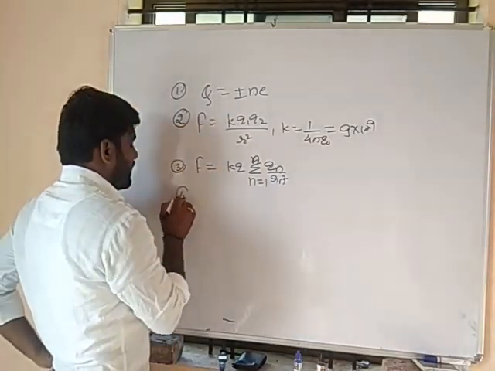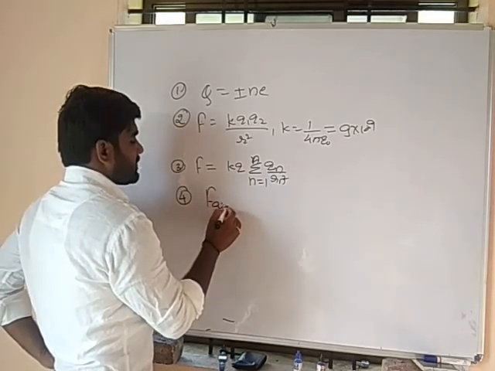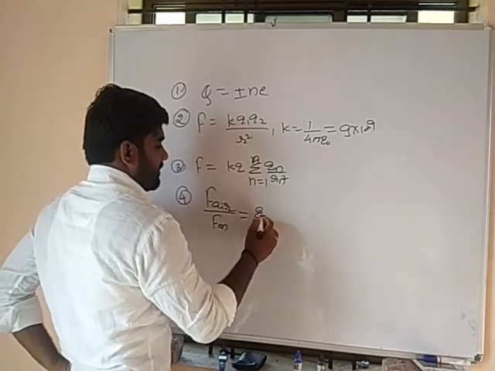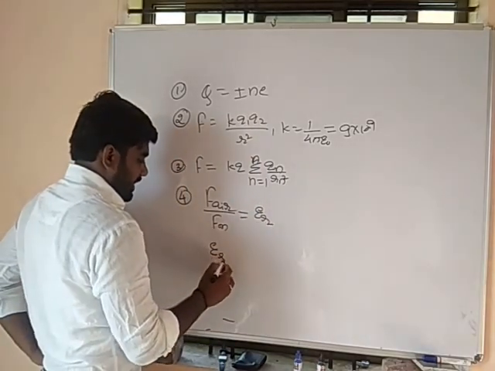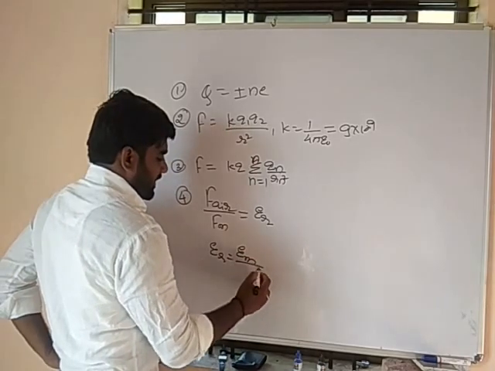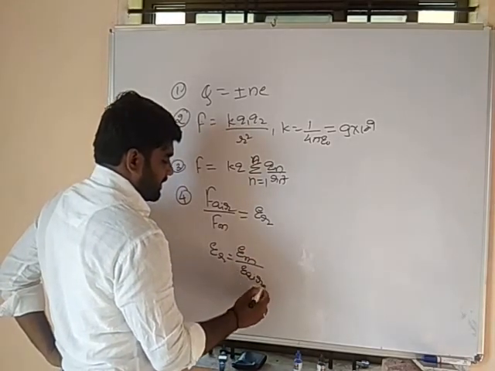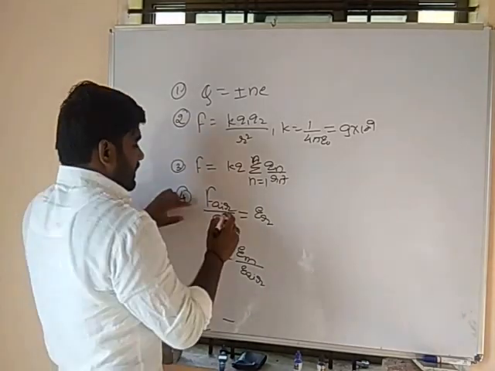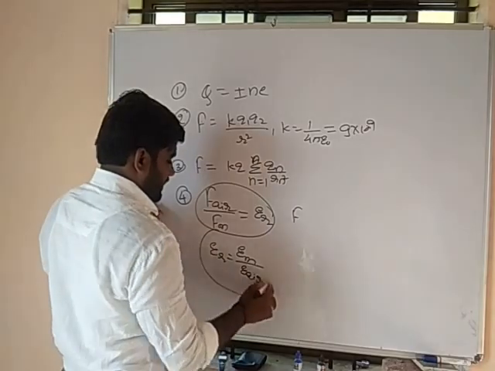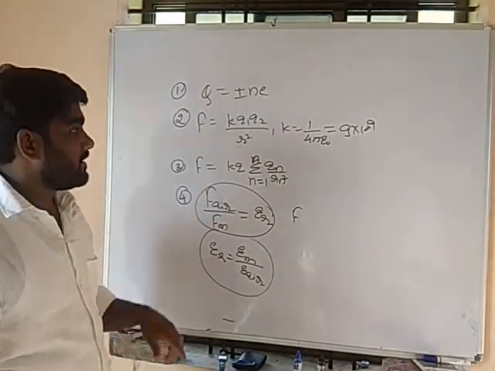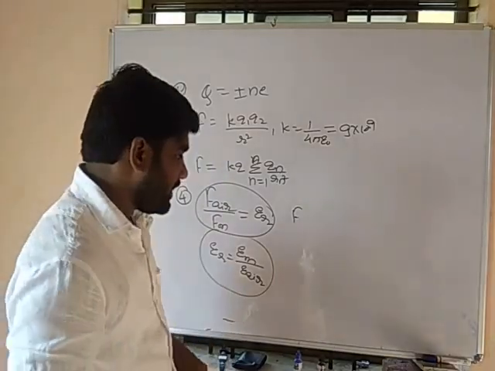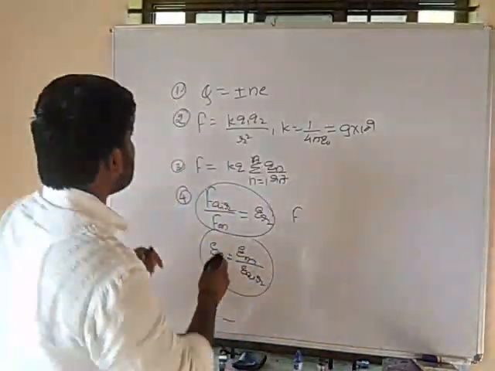Then the fourth formula: force in air divided by force in medium is equal to epsilon r, where epsilon r can be written as epsilon at medium divided by epsilon at air. Or F air is equal to... it is a very important formula. These are the important formulas to solve the problems. Okay, let's see the problems related to this.